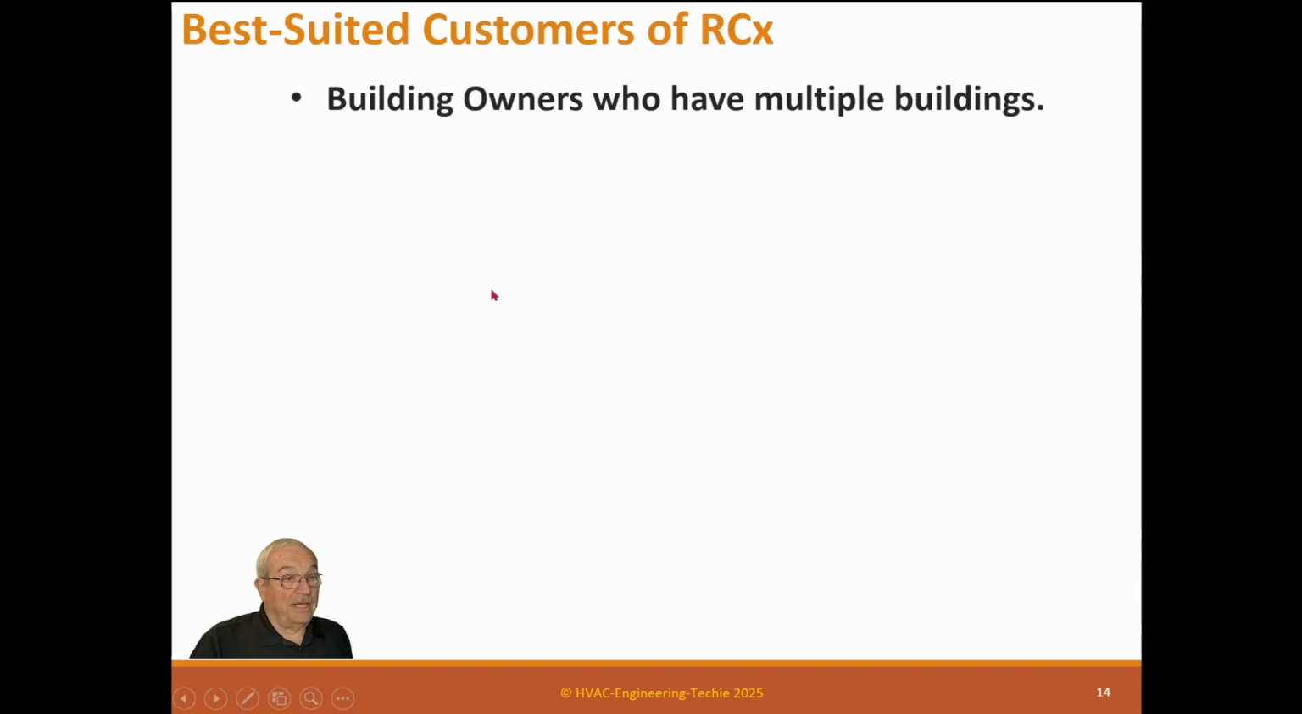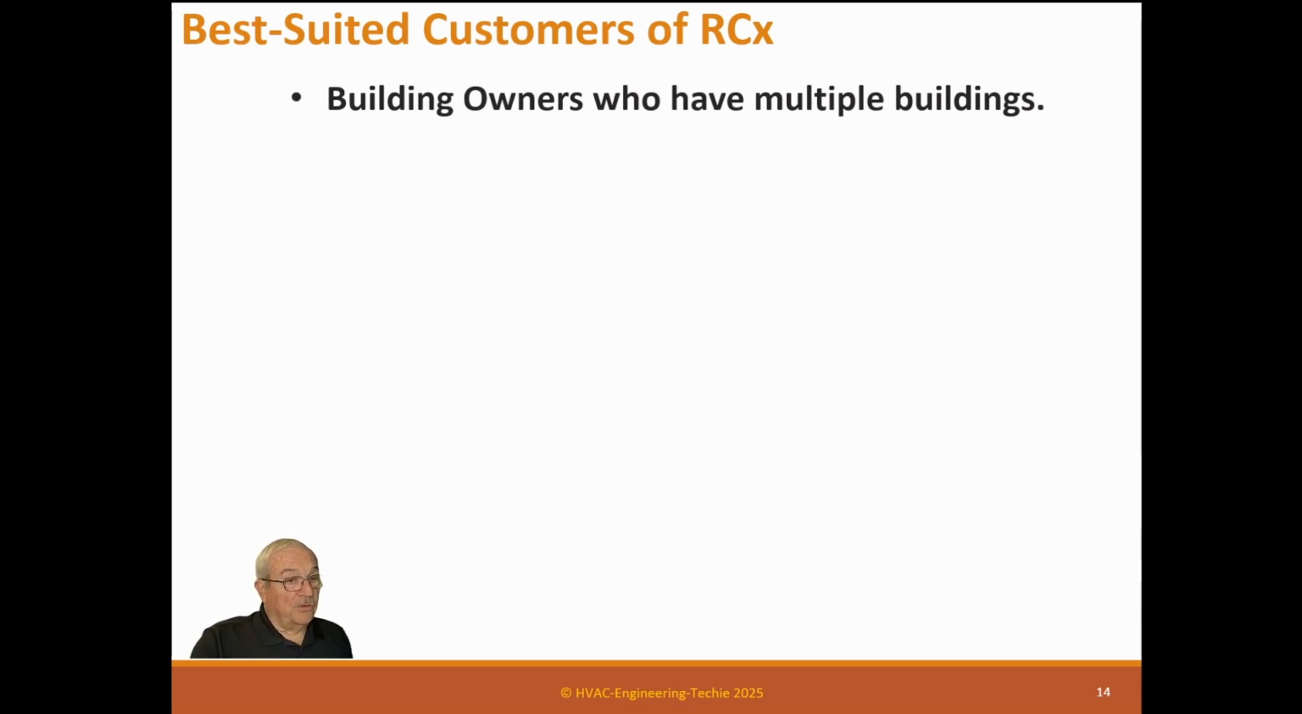Best suited customers for RCx: building owners who have multiple buildings. The reason for that is this is a process that takes some work to get through. It's difficult for a provider like me to actually sell the service because it takes time. It might take a couple of years to sell a person on how this will work, and so you need to have a guy that has lots of buildings. You want to sell this person retrocommissioning so you can do many buildings, not just one, because the sales process is way too laborious.